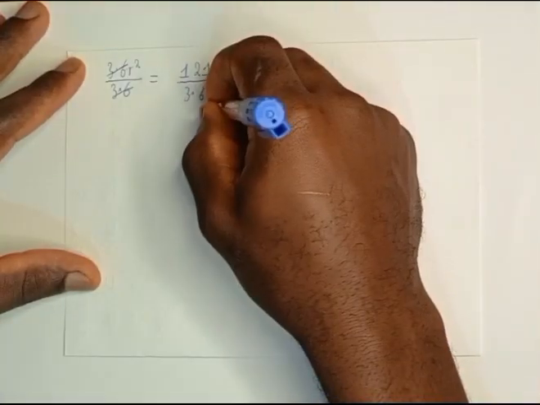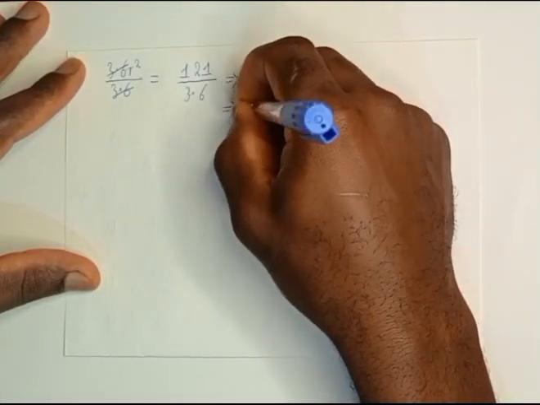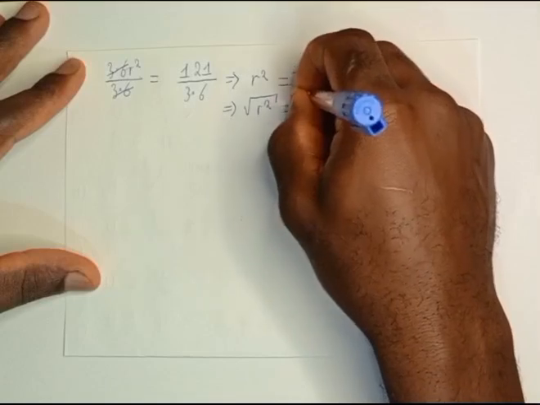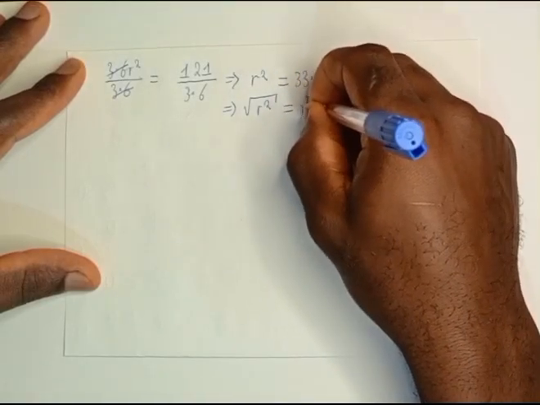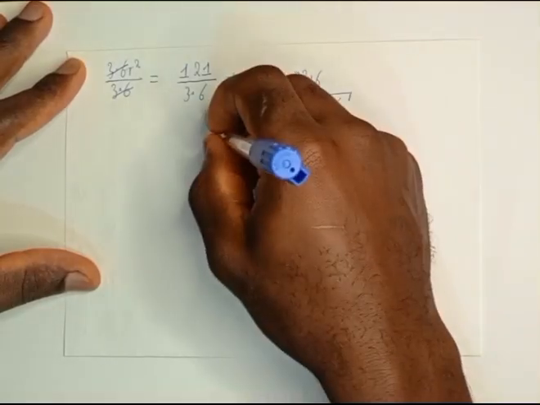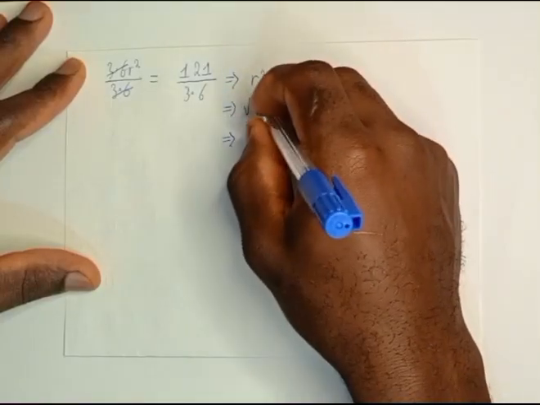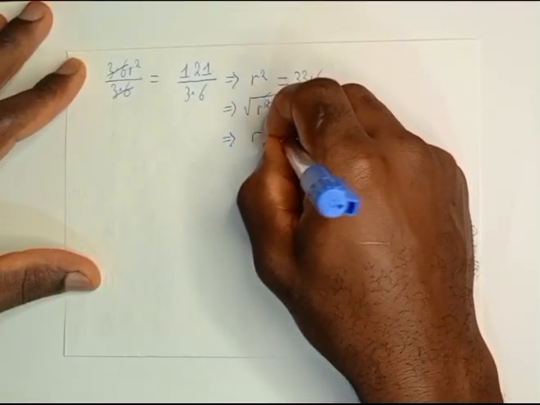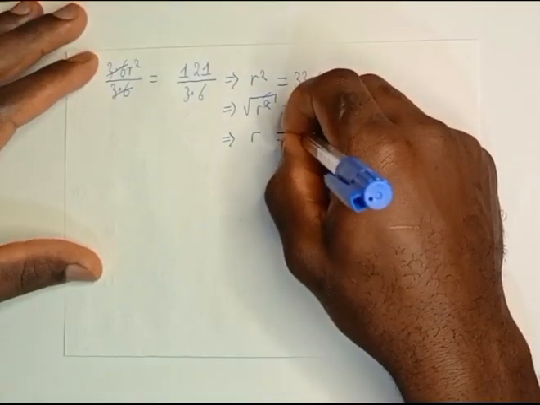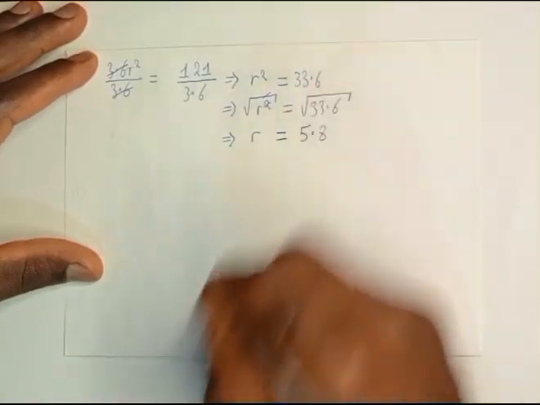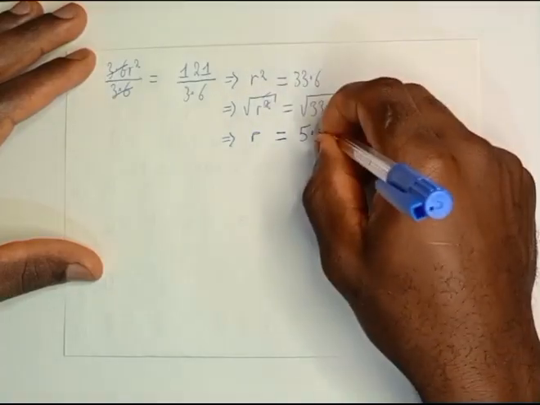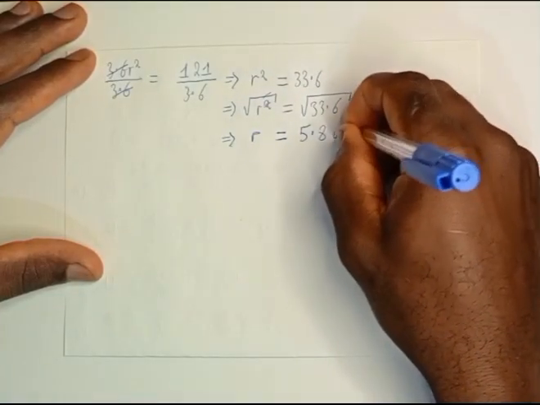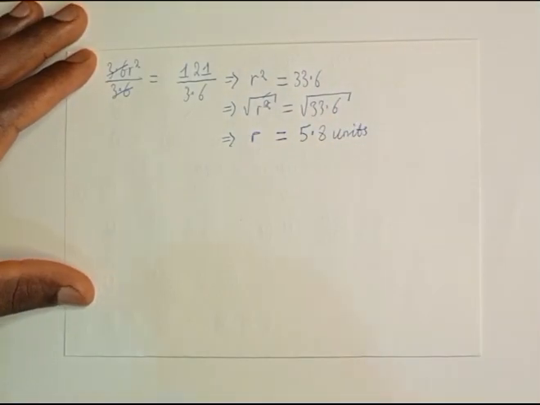Then if we take square root on both sides, since we need r, the square root of r squared will be equal to the square root of 33.6. This will imply that this and this will strike off. R will be equal to 5.8 units. The units here stands for centimeters, meters, kilometers. It depends on the unit in which the dimensions of the triangle were given.